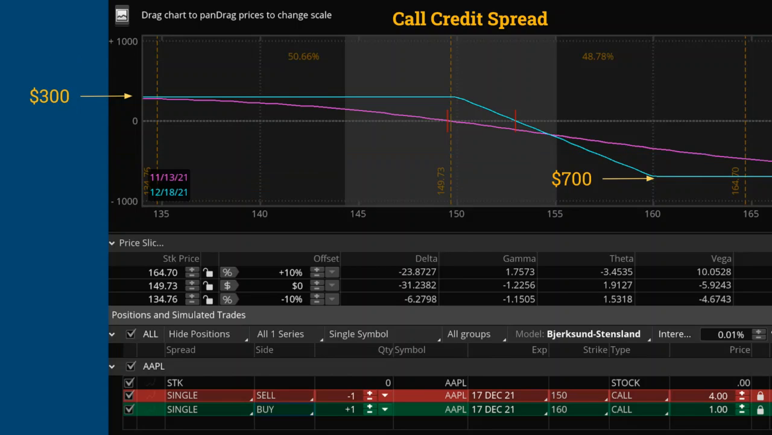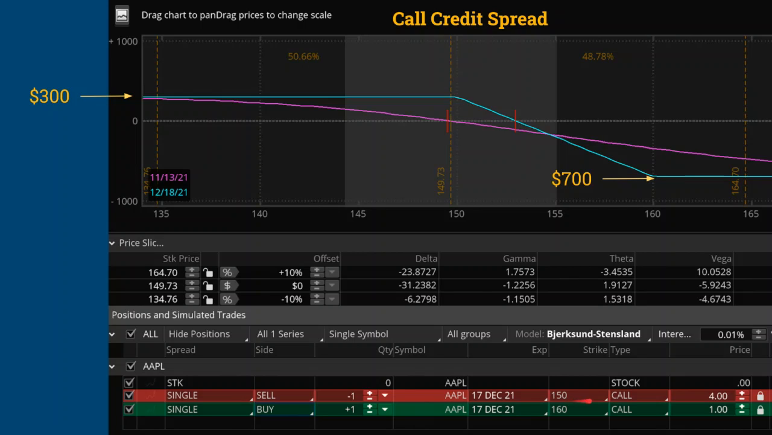All right, let's look at the first one. Okay, let's look at what we have here. Let's go down to the bottom and first look at what we've constructed. You can see that the underlying is Apple, and we sold one contract at the 150 strike price. So this is a call credit spread.